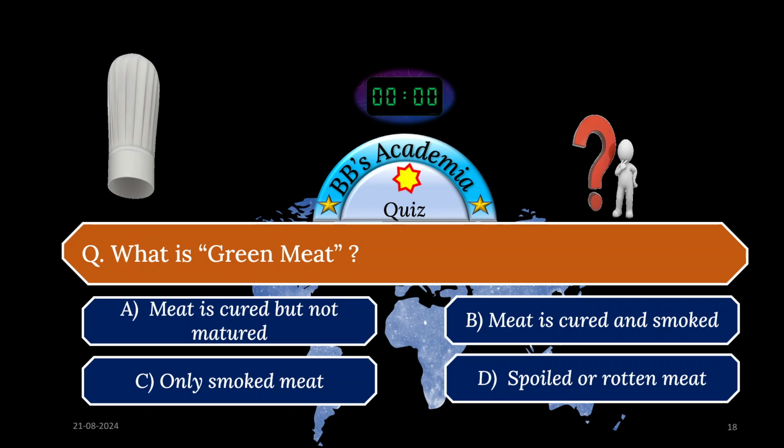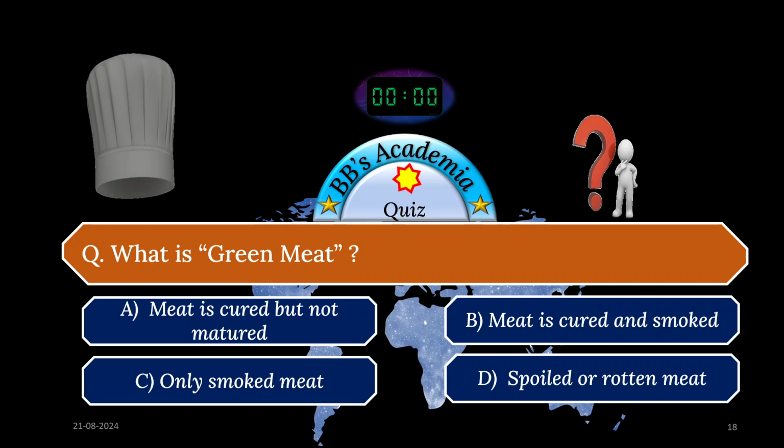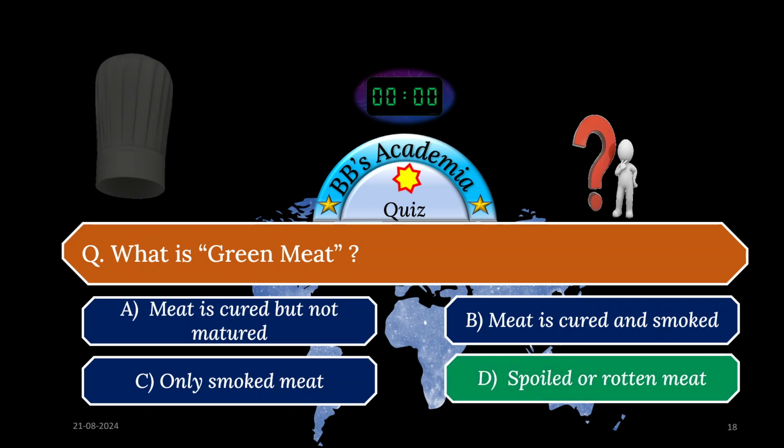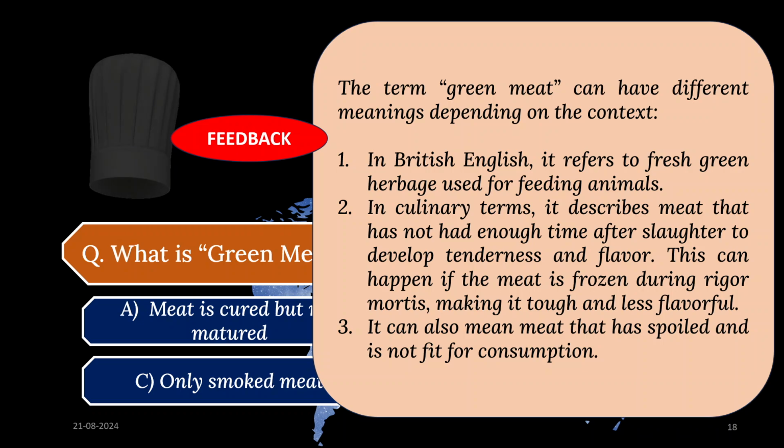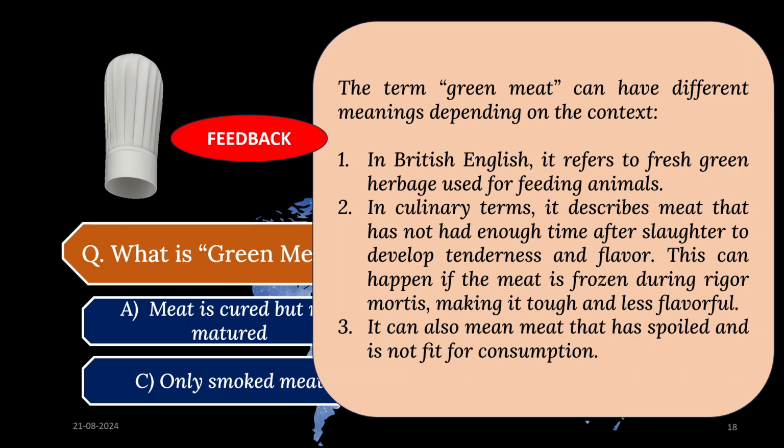Time is up and your correct answer is on your screen now. It is spoiled or rotten meat. Now it has got some more information attached to it. Let us explore that. The term green meat can have different meanings depending on the context. Number one, in British English, it refers to fresh green herbage used for feeding animals. Herbage means the mixed herbs. Fresh mixed herbs are used for feeding the animals.